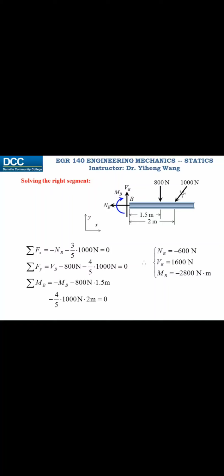Now, let's look at these names. The first one is normal force because it is normal or perpendicular to the cross-section of the member. We are already familiar with this one because all the forces we solved for simple truss analysis are normal forces. The second one, V, is shear force, and it is always tangent to the cross-section. The third one is the bending moment, and as you can tell, it causes a bending tendency in the member.